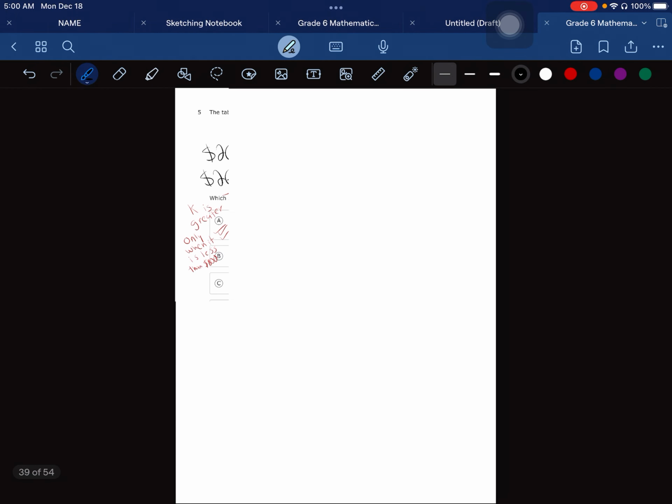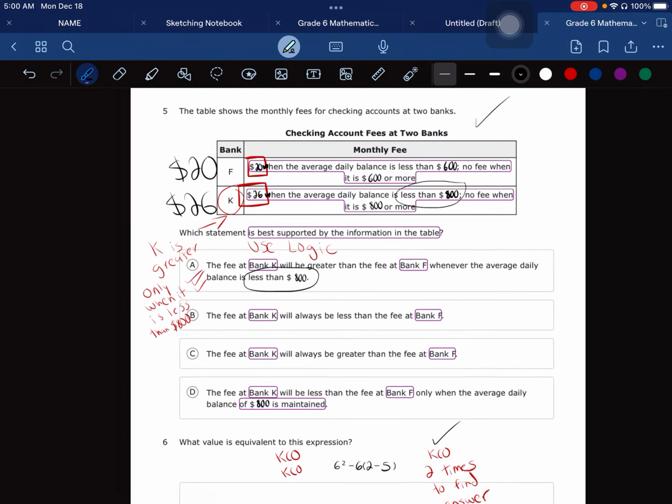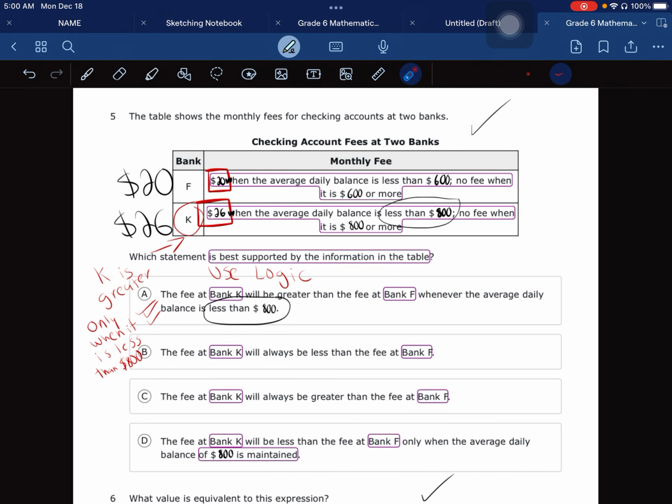Now, number 5, chicos. Number 5, I wrote a little bit of notes on it already. That way it can help you out. So, we're going to use a little bit of logic, chicos. K is greater. El banco K has a greater fee. Es lo que te van a cobrar. Entonces, el 26 es más grande, obvio.